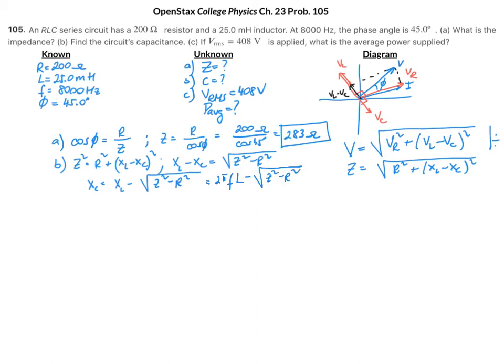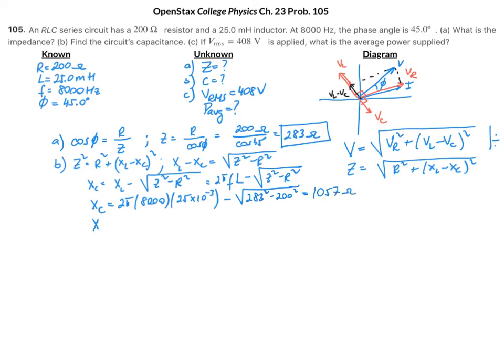So let's plug the numbers into the equation. We have X sub C is 2 pi times 8,000 hertz times the inductance, which is 25 times 10 to the negative 3 henries, minus square root, the Z we just calculated, so that is 283 squared minus 200 squared. So we get a capacitive reactance of 1057 ohms.